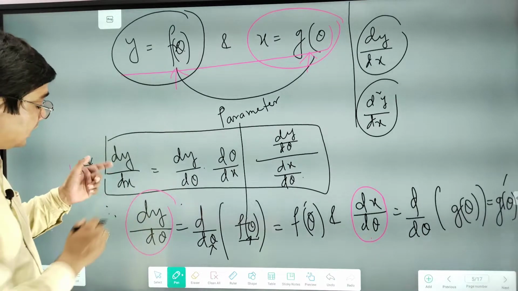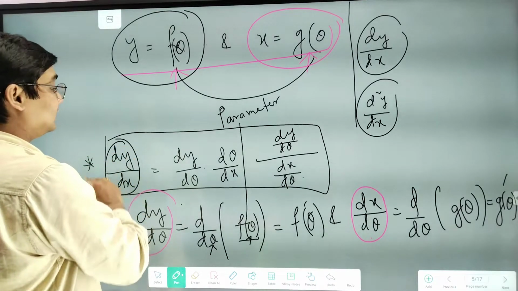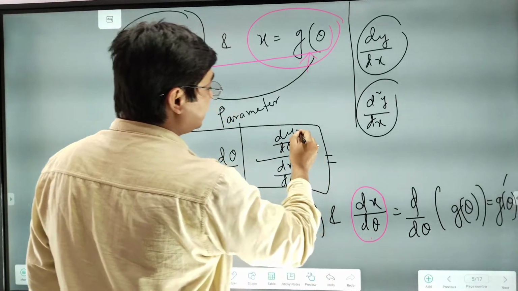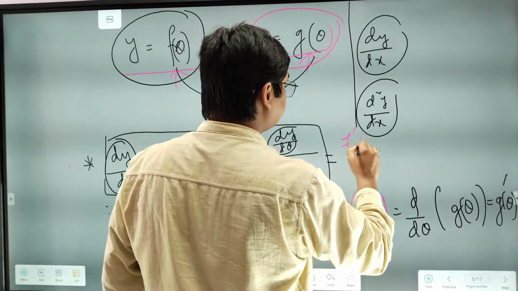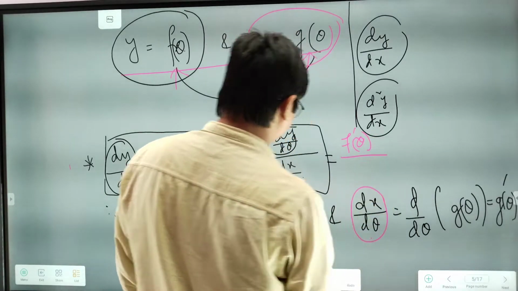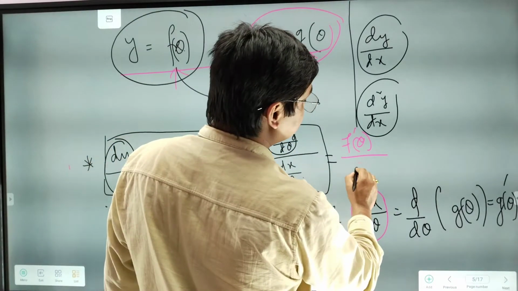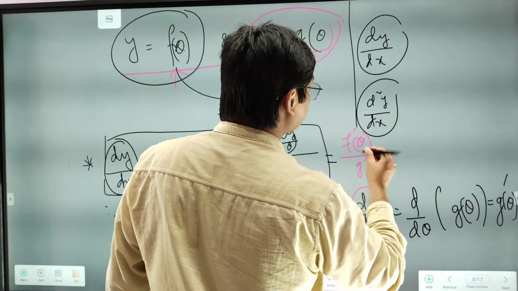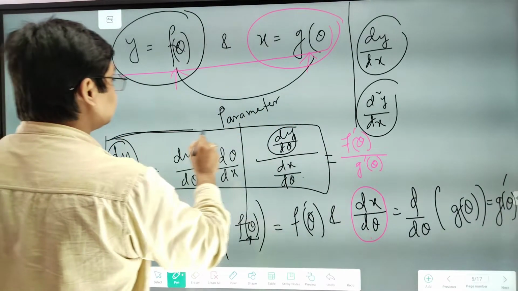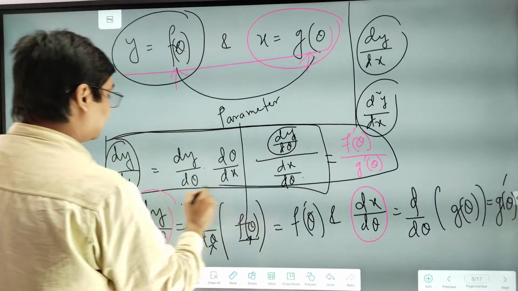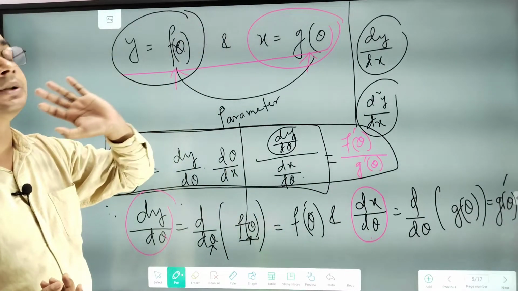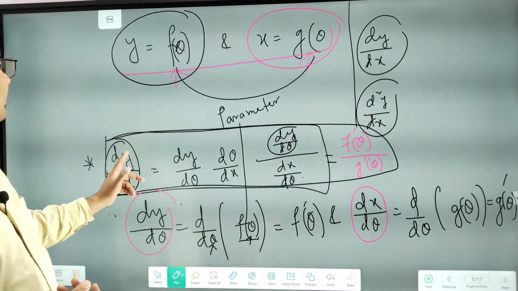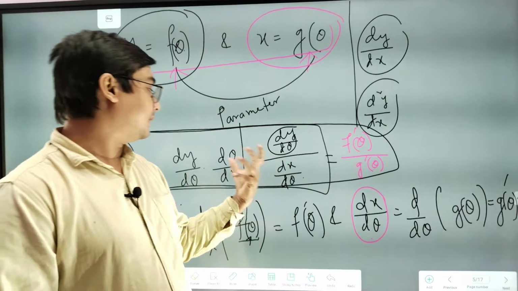So you put here in our formula dy by d theta, which is f dash theta, and dx by d theta, which is g dash theta. So guys, dy by dx will be f dash theta by g dash theta. If they provide this type of parametric function, then we can easily find the value of dy by dx by using this rule.